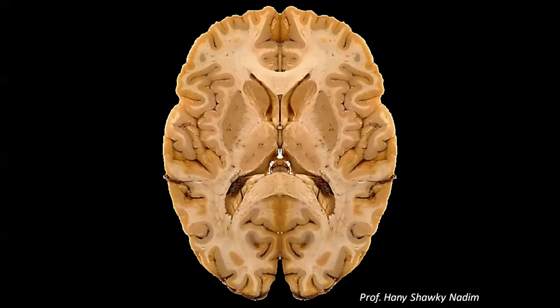Now we will revise the horizontal section of the hemisphere, the anterior horn of lateral ventricle, the posterior horn of lateral ventricle, the head of caudate, the thalamus, the lentiform nucleus, and the internal capsule. This is the anterior limb of internal capsule, the genu, and the posterior limb.